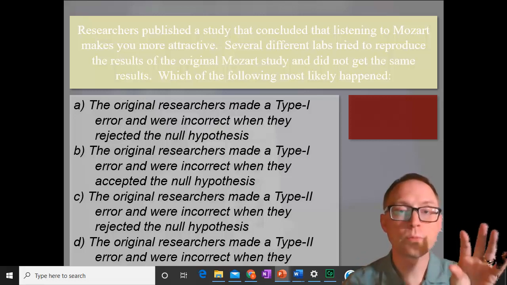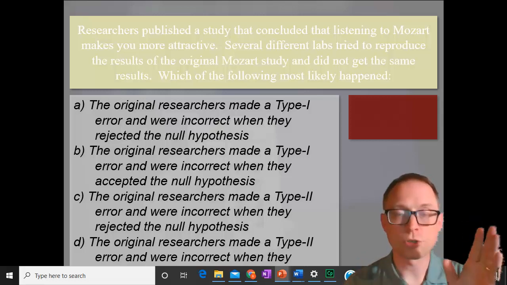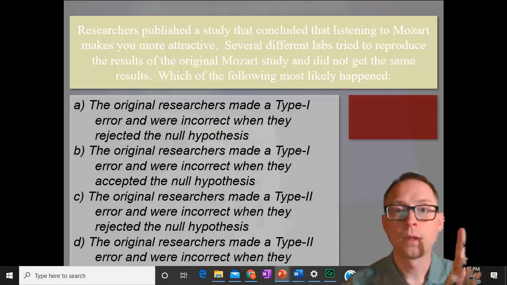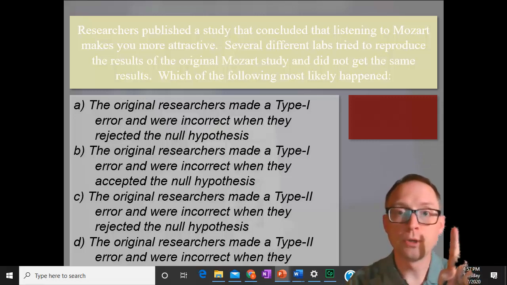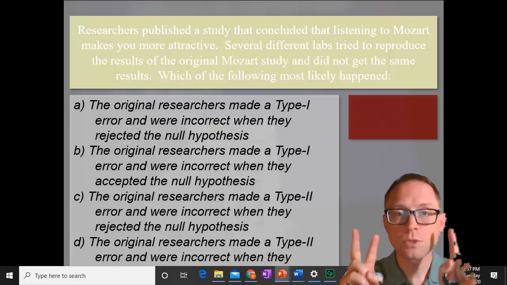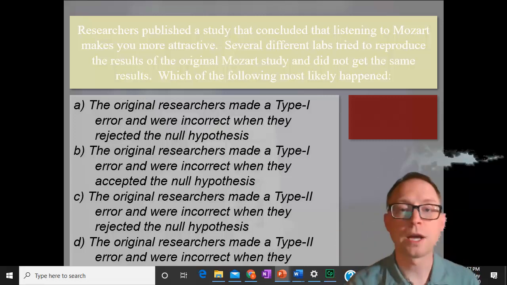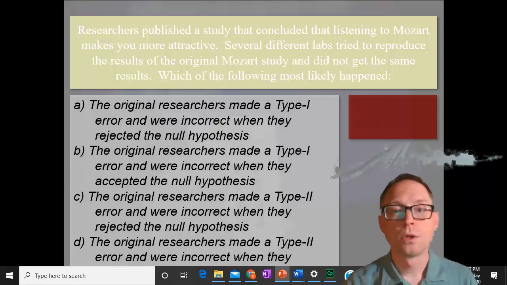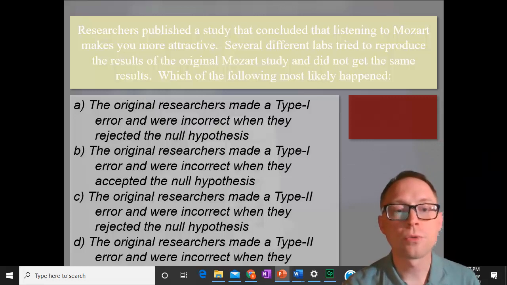So the original researchers, they could have made a type 1 error. The researchers that were trying to reproduce, they could only have made a type 2 error. So when you're looking at these, you have to decide, what are we talking about? In this case, the original researchers could not have made a type 2 error. So we already know that C and D are not possible.